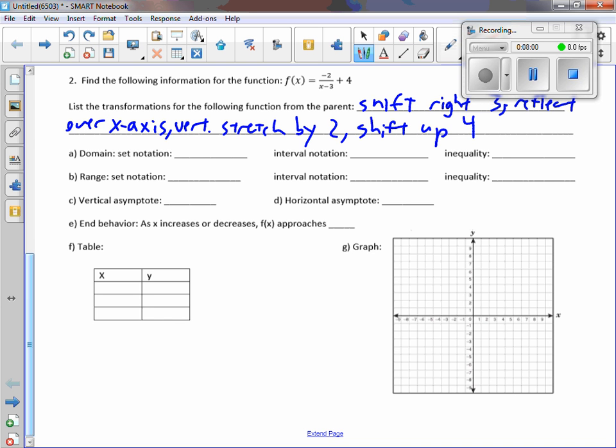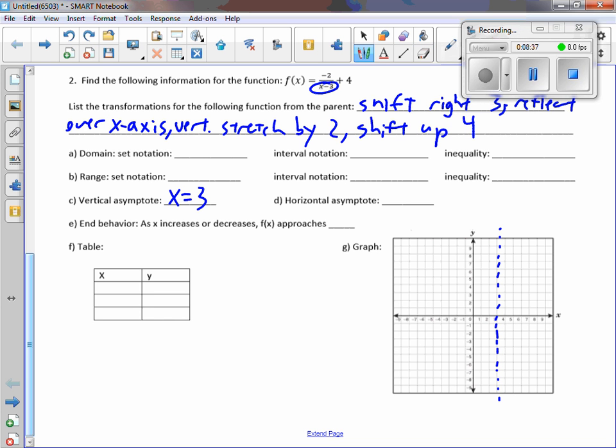Let's worry about domain and range last because I want you guys to see it on the graph before we do that. So the vertical asymptote, that's the one that goes up and down, that will always be our denominator. We set it equal to 0. We get x equals 3. Therefore, our vertical asymptote is x equals 3. And it looks like that on the graph.